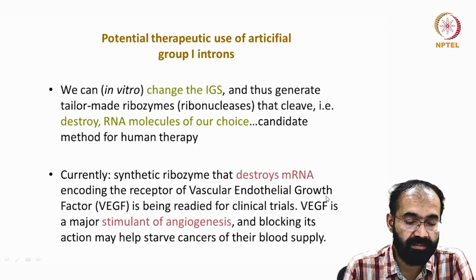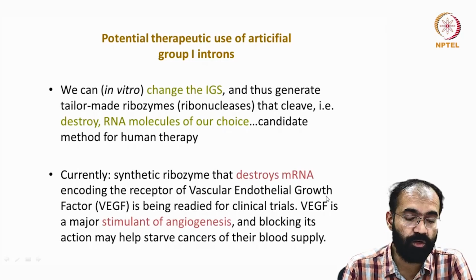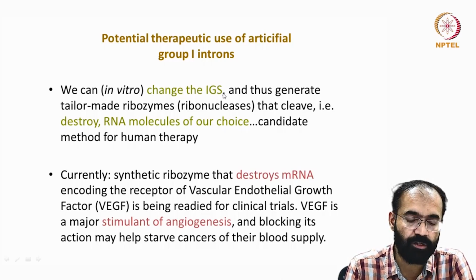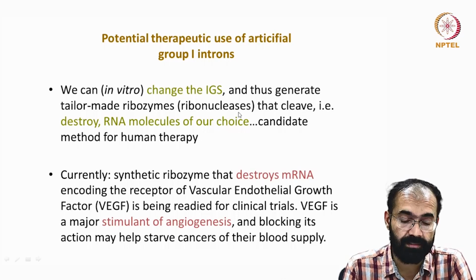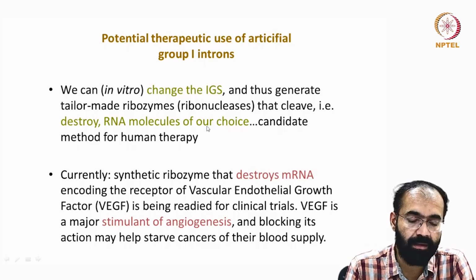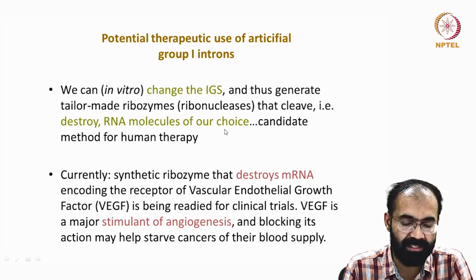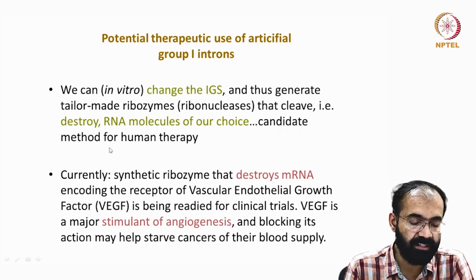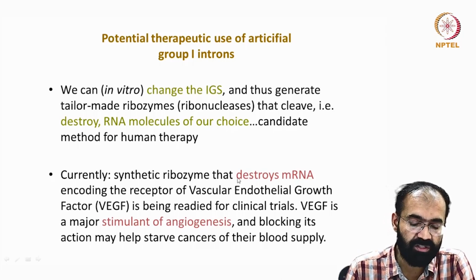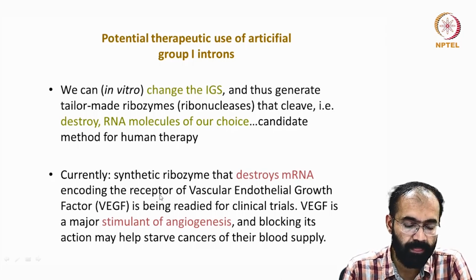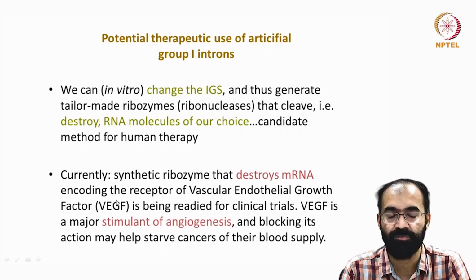So some potential therapeutic uses of the artificially made group 1 introns are listed here. We can in vitro change the IGS, internal guide sequence, and thus generate tailor-made ribozymes, that is ribonucleases, that can cleave, that is destroy, mRNA molecules of our choice, like I told you about the HIV RNA. And it is a candidate method for human therapy. Currently, one such achievement is a synthetic ribozyme that destroys mRNA encoding the receptor for vascular endothelial growth factor. In short form, it is called VEGF.